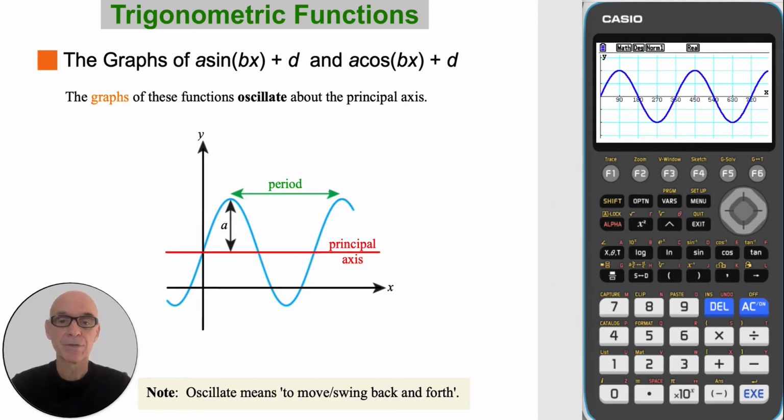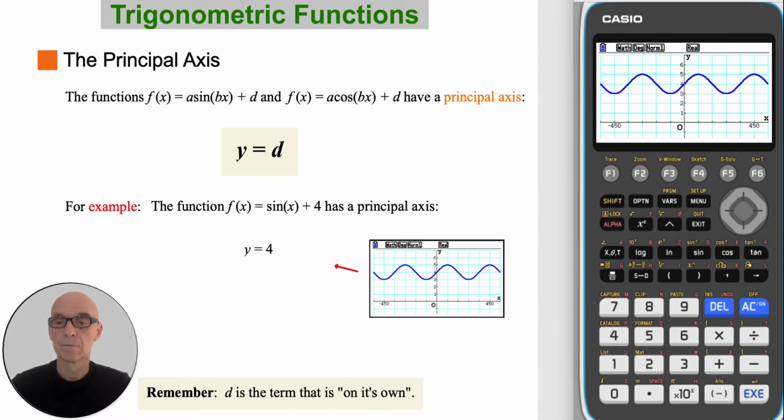The graphs of sine and cosine functions oscillate about the principal axis. This means to move or swing back and forth. In general, sine and cosine functions have a principal axis y equals d. For example, the function sin x + 4 has a principal axis y equals 4, as shown.